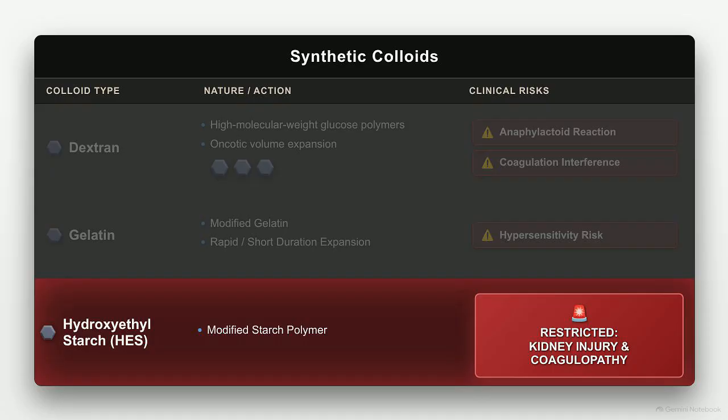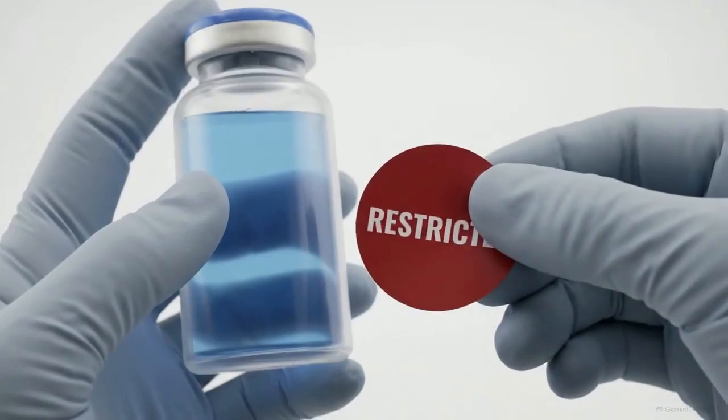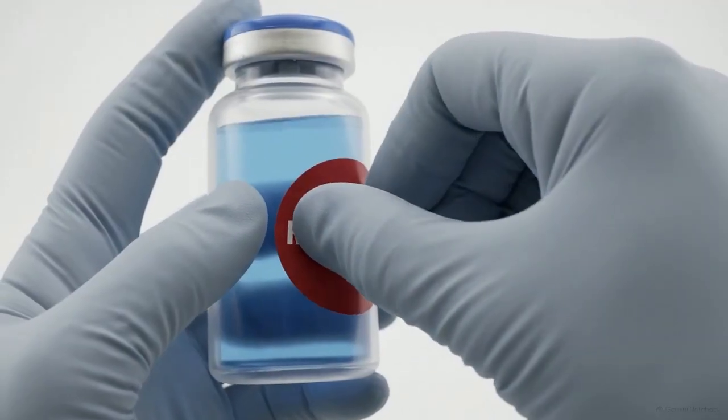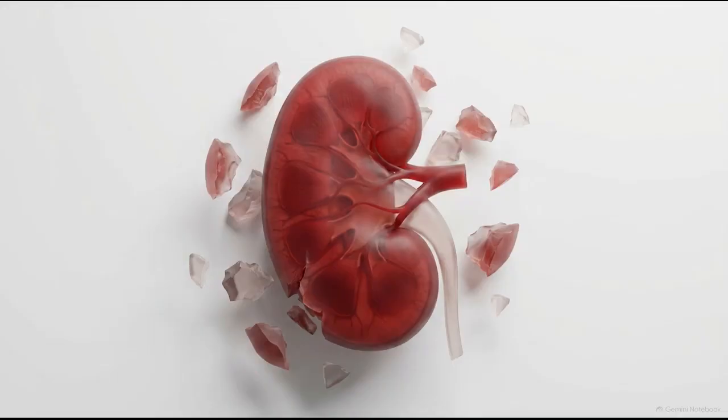Next are gelatin preparations. Gelatins provide rapid volume expansion, but for a relatively short duration, and they still carry the risk of severe hypersensitivity. The third synthetic option is hydroxyethyl starch, or HES. HES is a powerful modified starch polymer, but its use in critical care is now heavily restricted globally because it poses severe risks of acute kidney injury and coagulopathy in vulnerable patients.